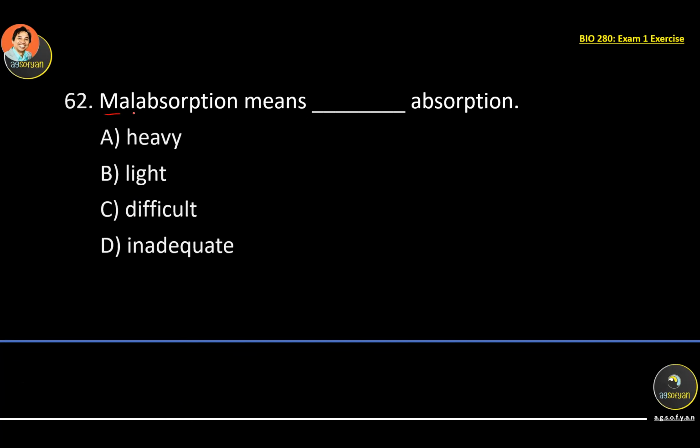Mal, okay, again, we have mal before. So this is malabsorption. Remember, mal means bad, right? This is bad absorption of food. So which one is going to be A, B, C, or D? If it is bad, it means that it's not enough. This is inadequate absorption. So the intestine, for example, is unable to absorb the food.